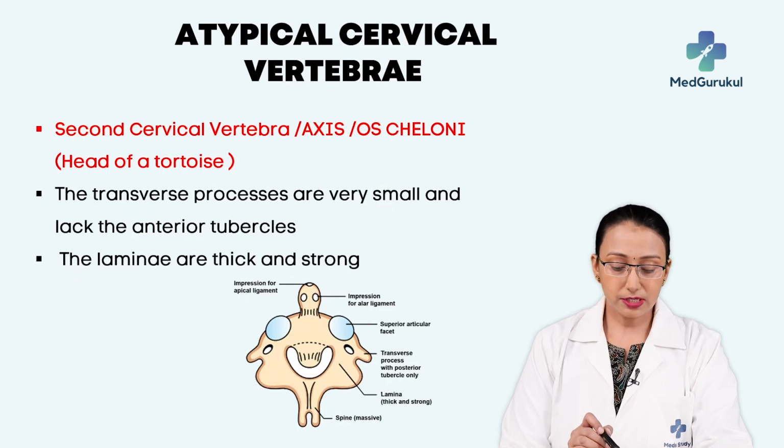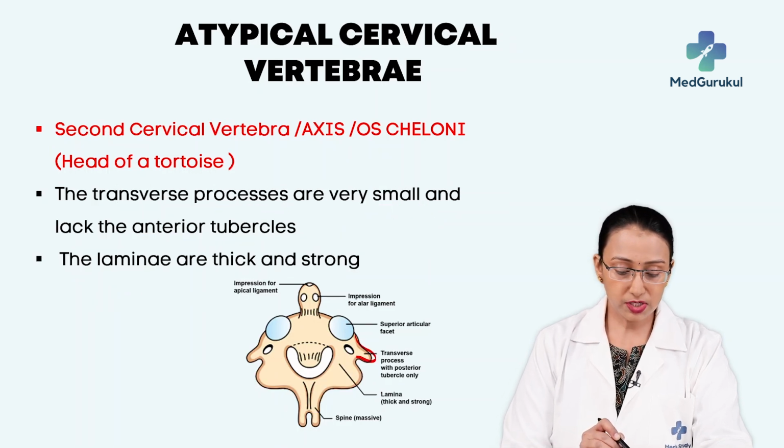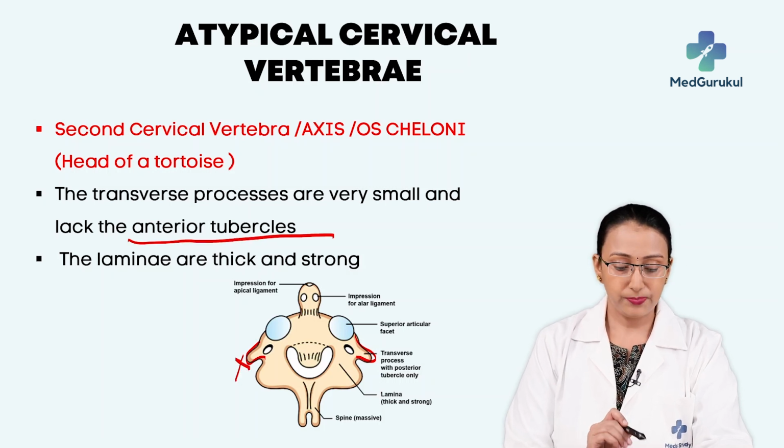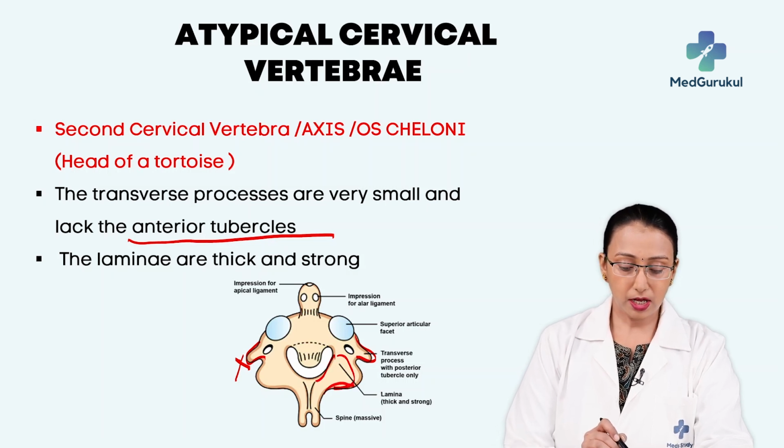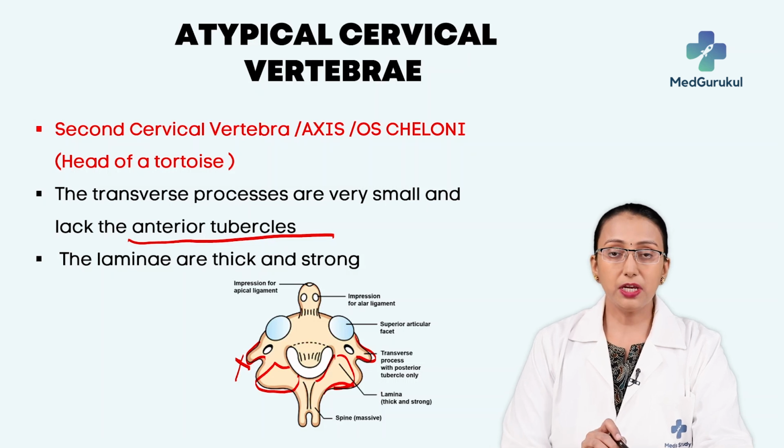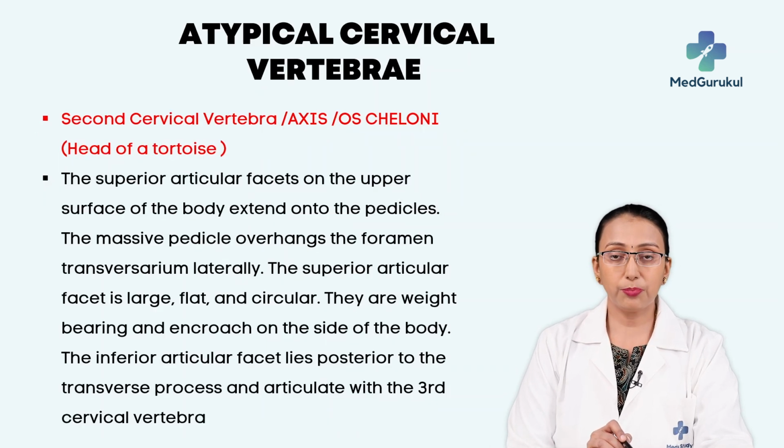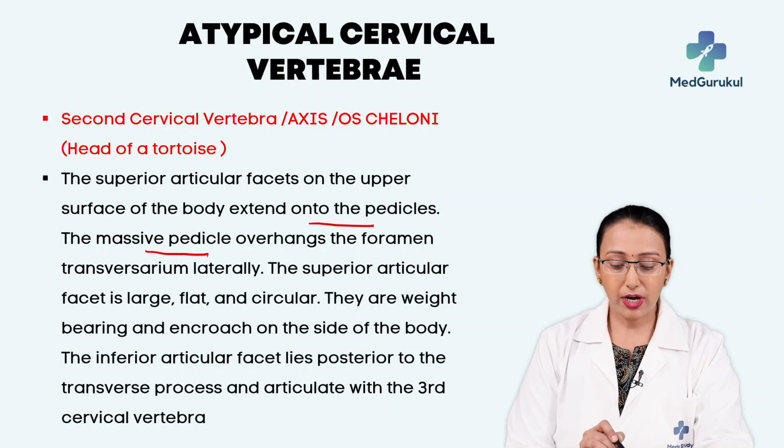The transverse processes are very small, we can make out here, and they do not have the anterior tubercles. The laminae are thick, so this part is the lamina. The laminae are thick and stronger. The superior articular facet on the upper surface of the body extends onto the pedicles. The massive pedicle will overhang the foramen transversarium. It will cover it laterally. The superior articular facets are large, flat and circular, and they are weight bearing, encroaching onto the sides of the body.